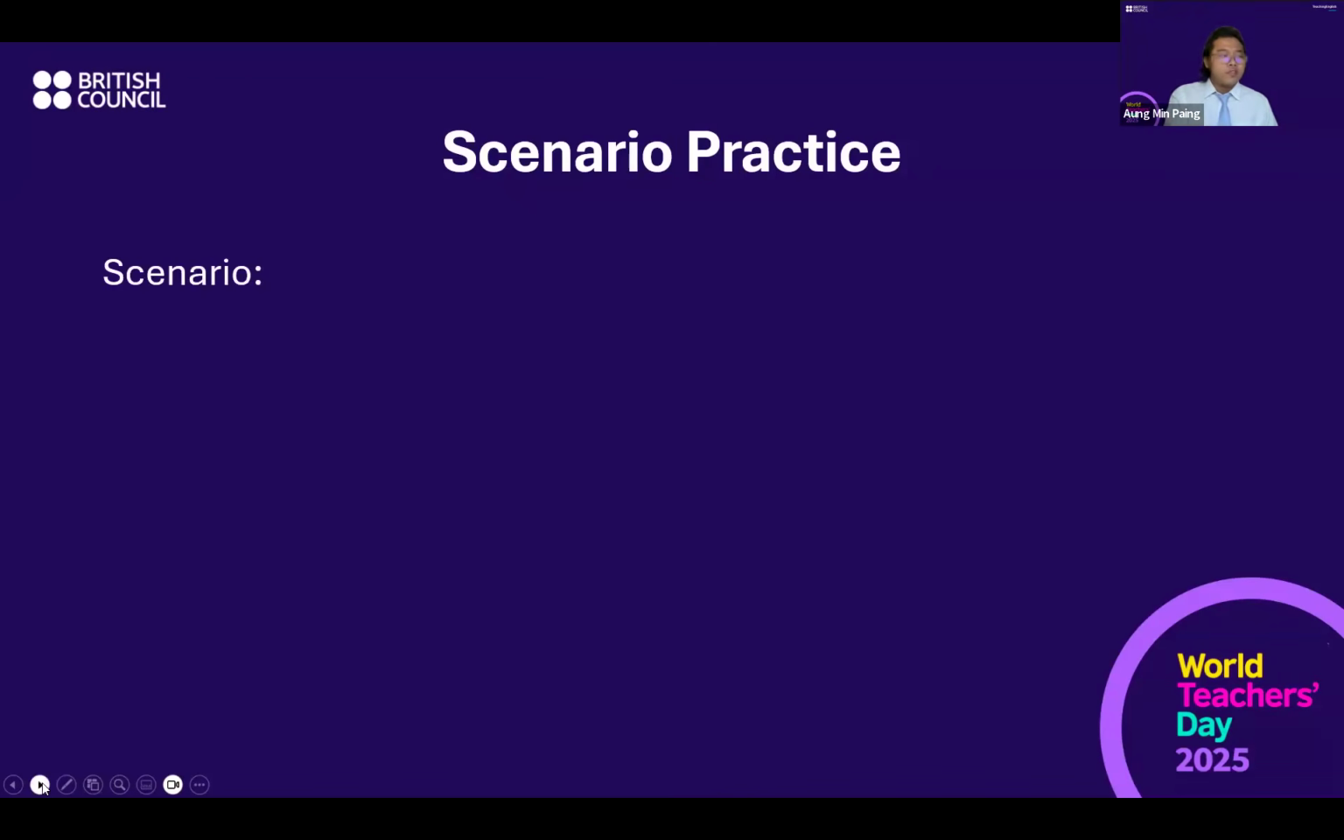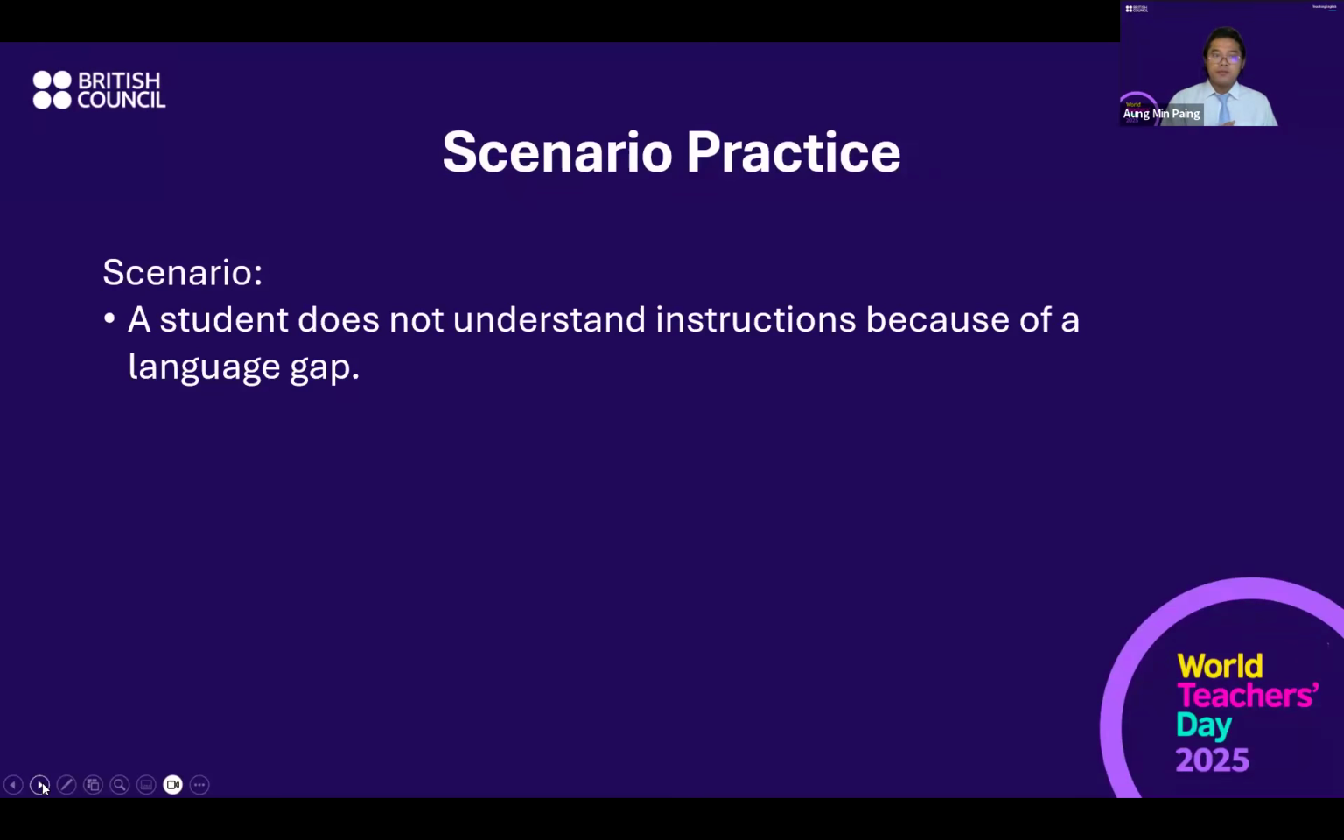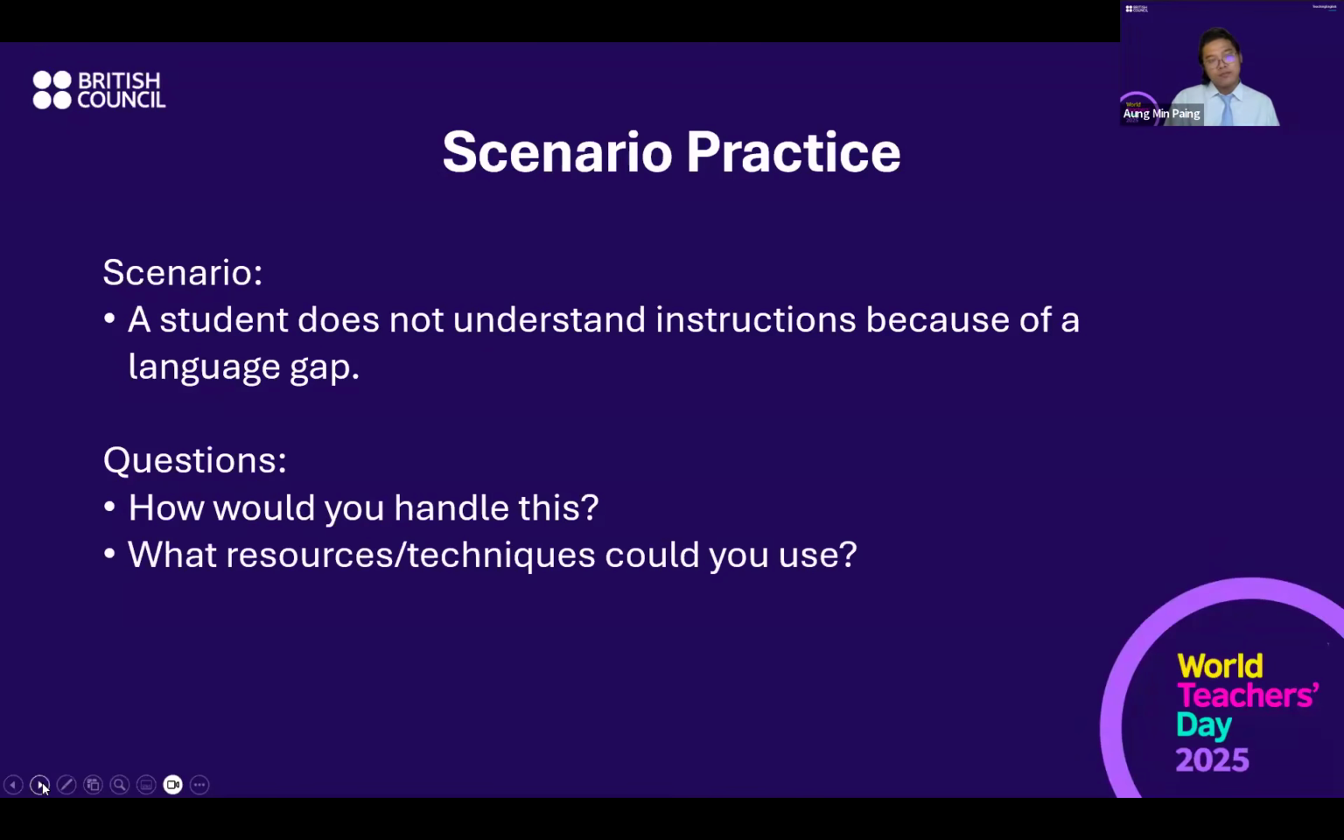The scenario here is a student who doesn't understand instructions because of a language gap. The question is, how would you handle this? And the second one, what could be the resources or techniques that you can use? Could you please write your answers in the chat or comments, please. Let us read your words here.